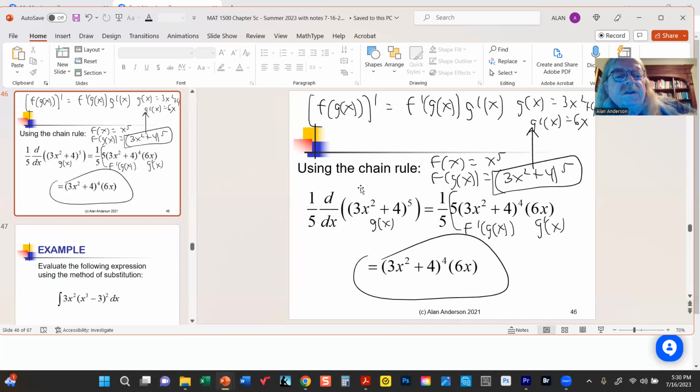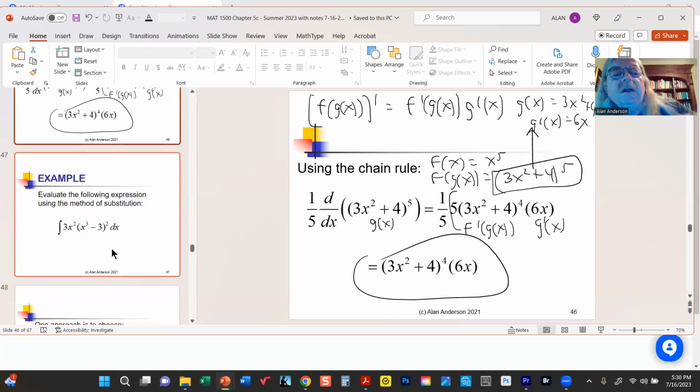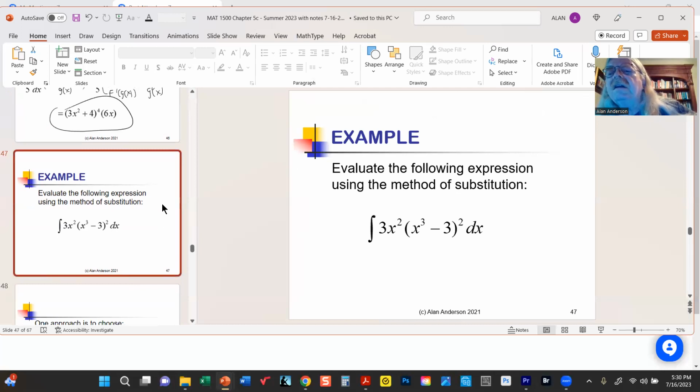So you don't have to do this. This is purely optional to prove your results with the chain rule, but you might want to try it just to make sure you didn't make a mistake. Now, this is a very powerful technique. We're going to need a lot of practice, though, because it takes a while to get used to what we're trying to do here.